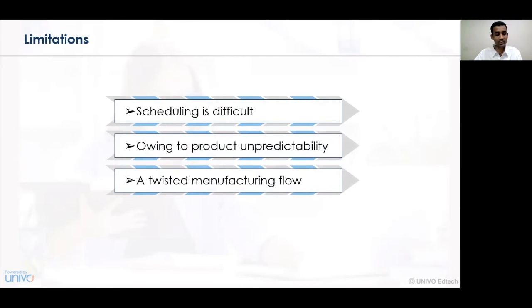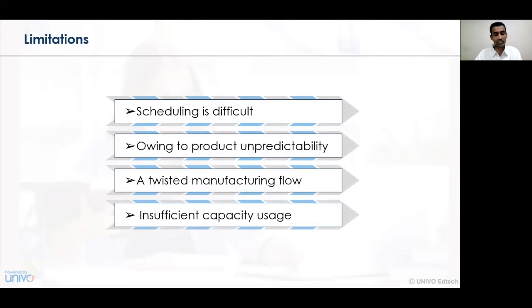That is, there is no sequence or series of activities that can be undertaken in a business organization, and hence the flow of activity in a job shop is always of a twisted nature. Insufficient capacity usage. In a job shop, the capacity usage is always insufficient. We cannot draw a proper conclusion as to what capacity can be utilized and how that capacity can be completed in an effective way.